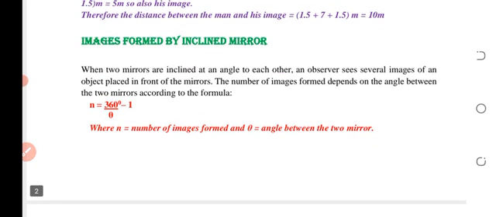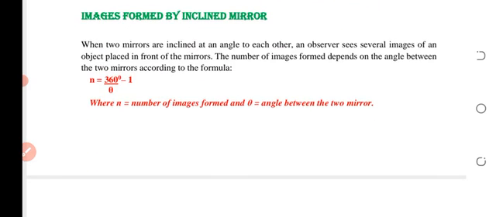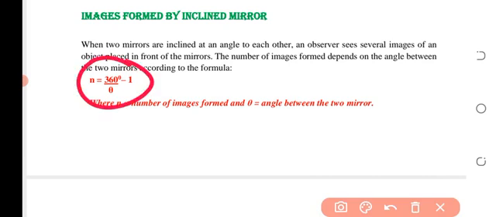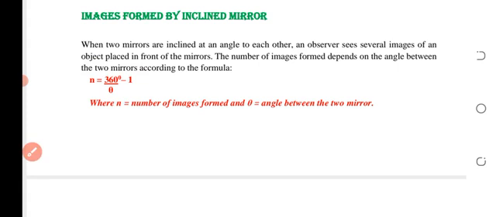Let's see a situation whereby two plane mirrors are inclined at an angle to each other. When two mirrors are inclined at an angle to each other, an observer that is standing before the mirrors will see several images, and this can happen when you're at a salon. You can see two mirrors inclined at an angle to each other. So to know the number of images that the observer will see, we can make use of this equation where n equals the number of images formed and theta equals the angle between the two mirrors. And we can also use this equation in solving problems.